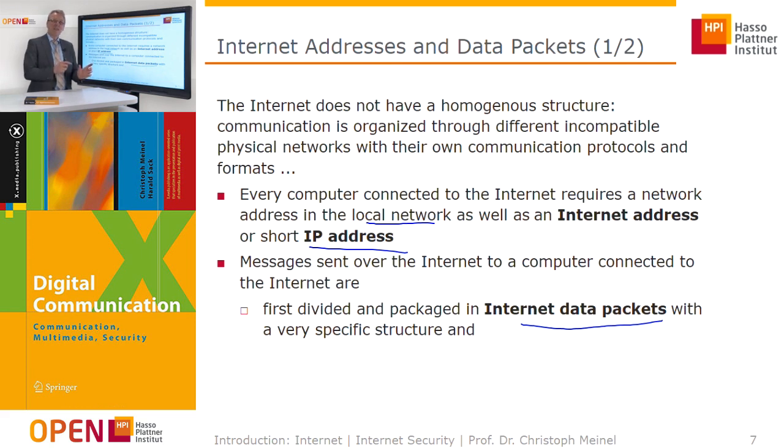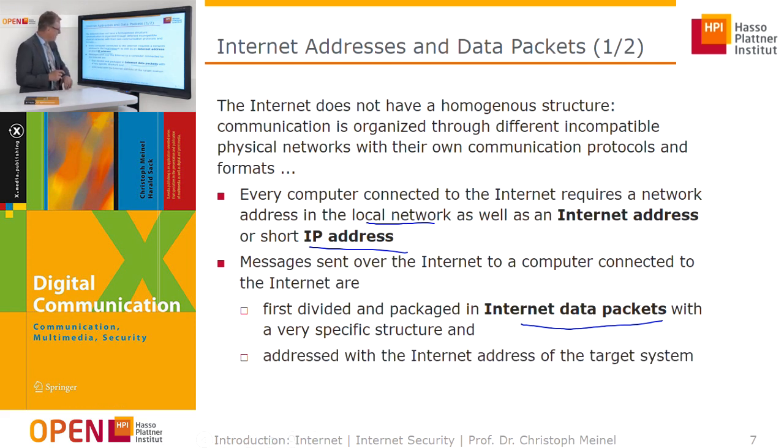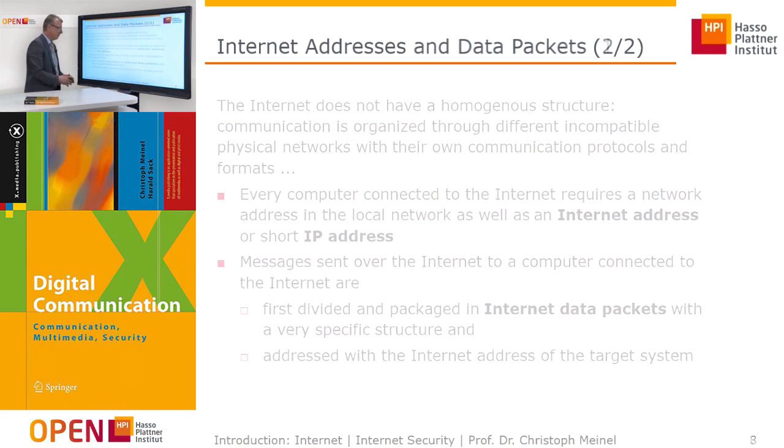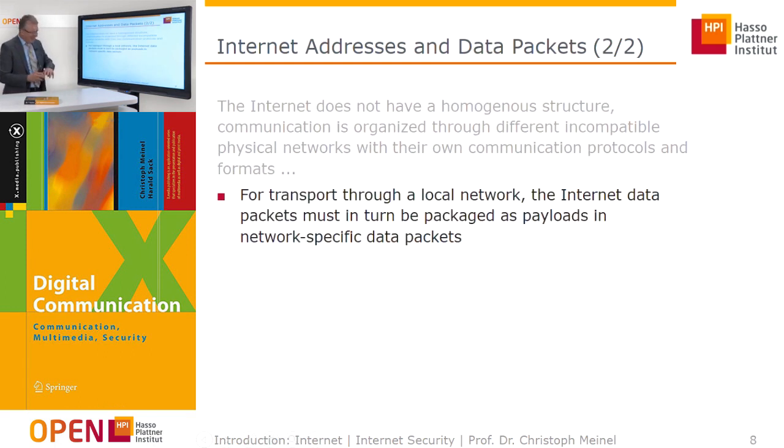The internet packages get an address. They get the address of the receiver of this message, and then the packages are sent through the internet from the local network of the sender over different intermediate networks to the target system. This is not easy to organize, and the organization of this transport is realized by the internet protocols.